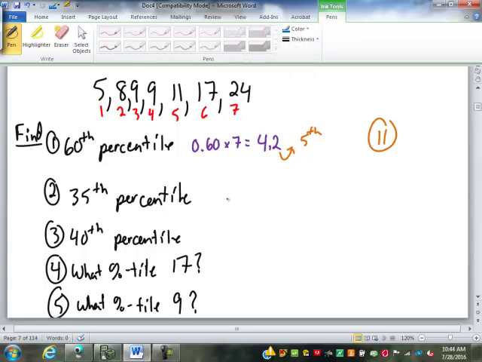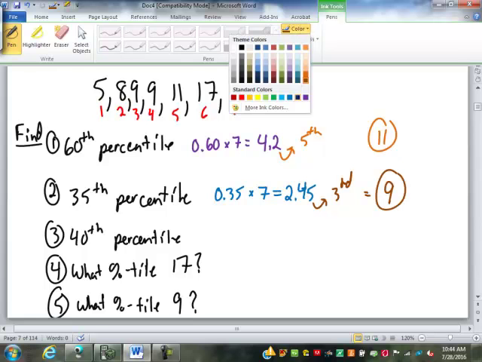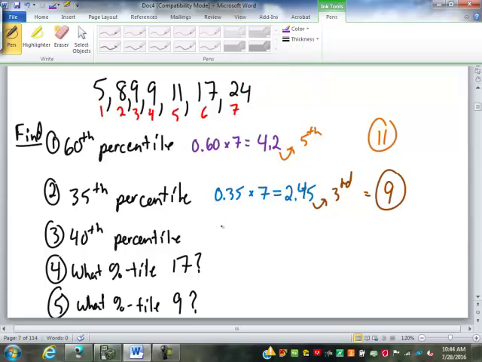35th percentile, tell me what to do. 0.35 times 7, which is 2.45, which tells us the 3rd number in the list, which is 9. 40th percentile, what do we do? 0.40 times 7 is 2.8, which tells us still the third number in the list, or the 9.